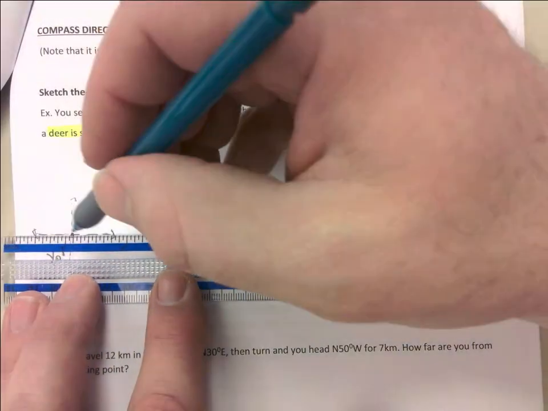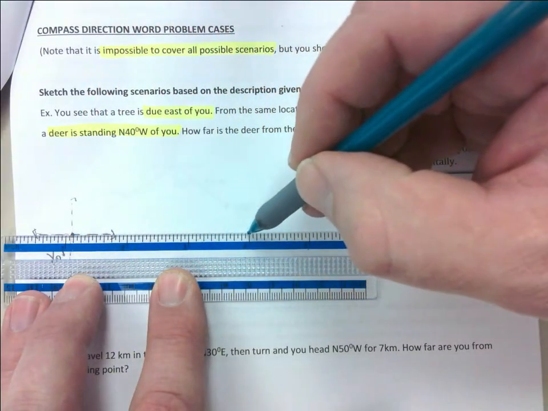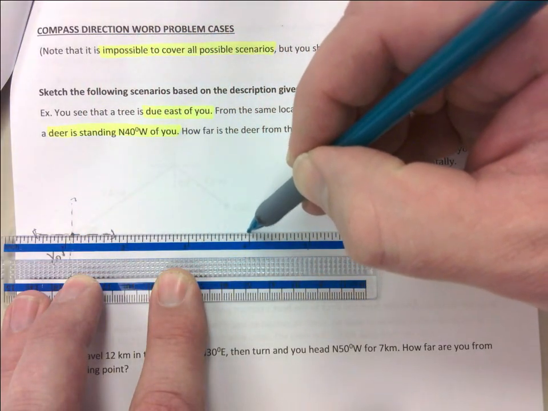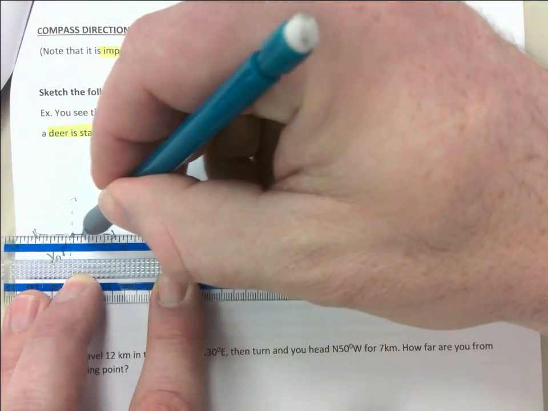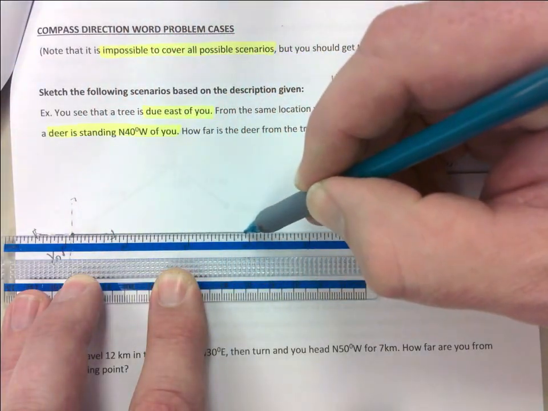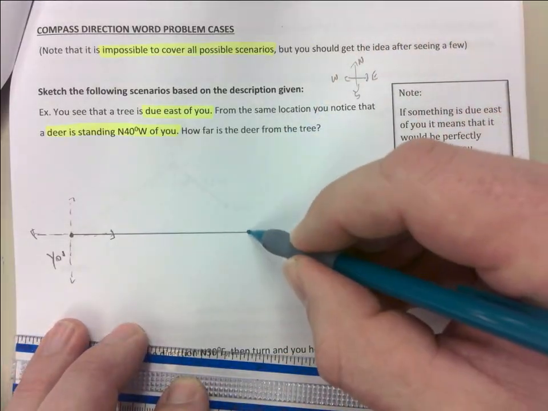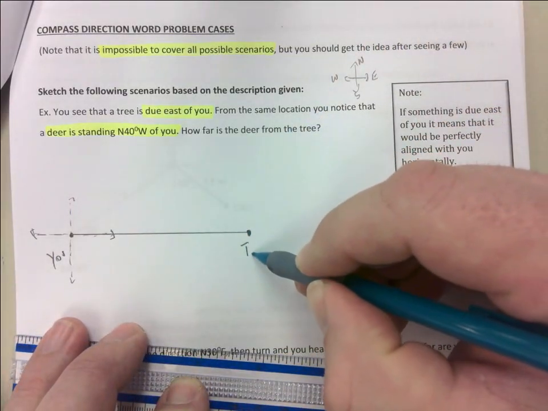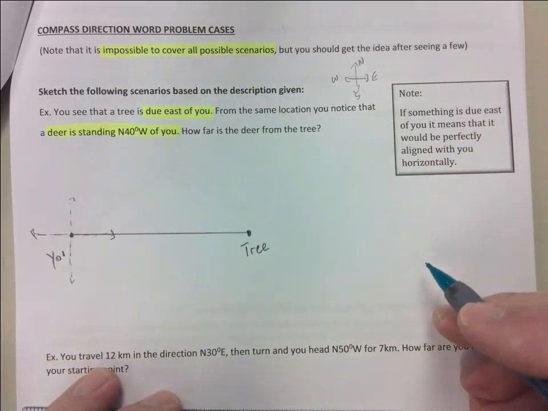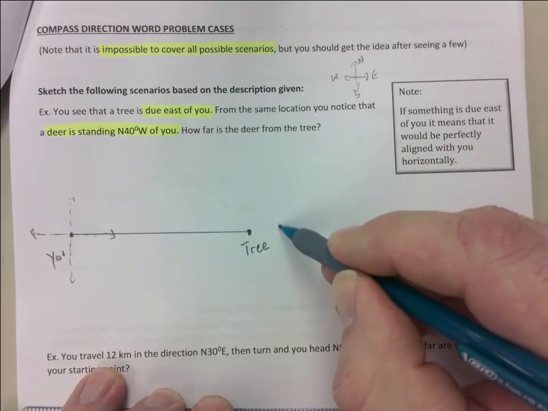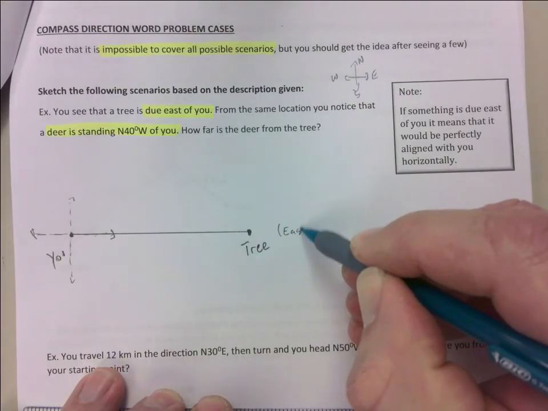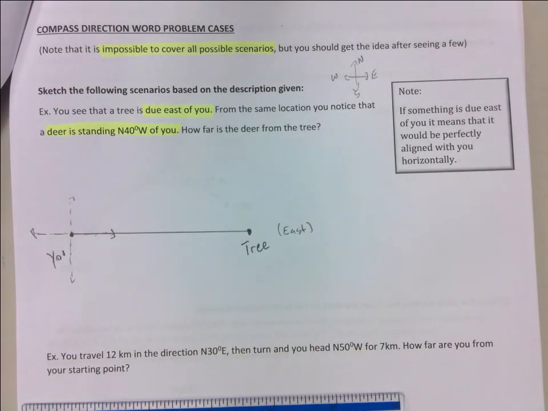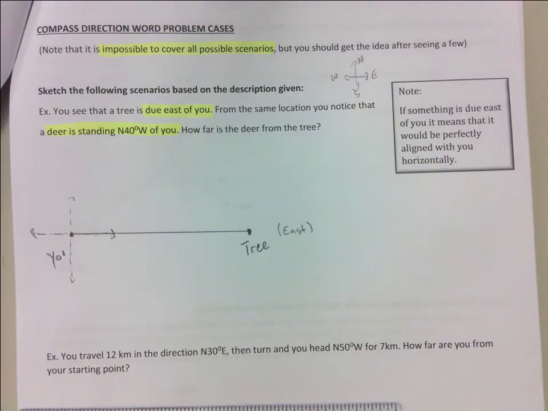And the tree is east of us. So east is somewhere here. We don't know exactly where. They don't give us a distance. So we're just going to draw our line and say that this is the tree. And I'm going to put in brackets east.